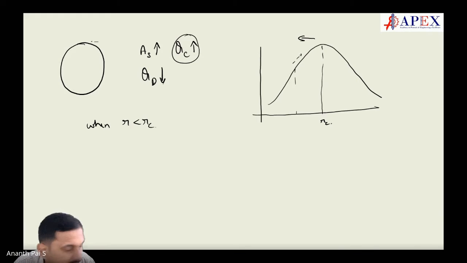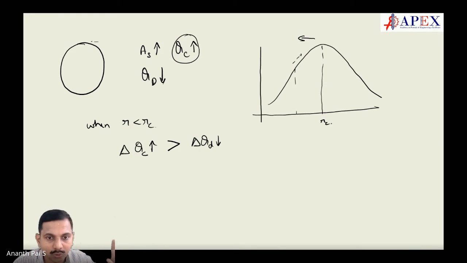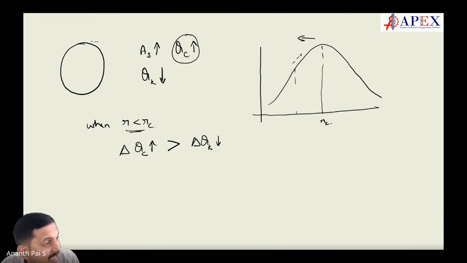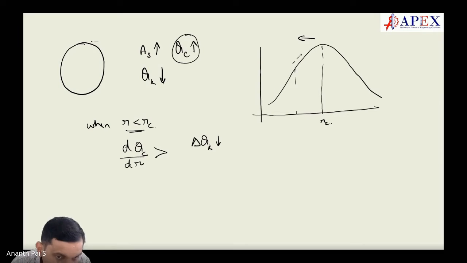when R is less than RC, the increase in QC, delta QC, is greater than the reduction delta QK. There is a reduction, but the QC increase is much higher than the QK decrease. It is for sure that QC increases and QK, conduction, reduces.